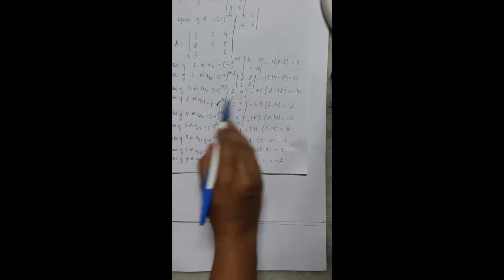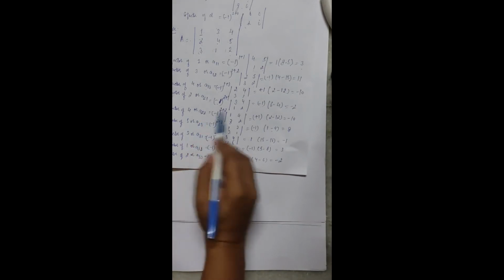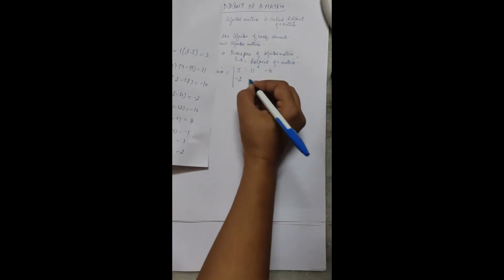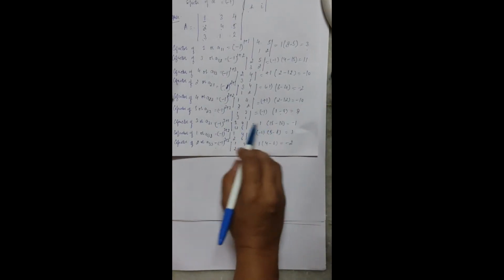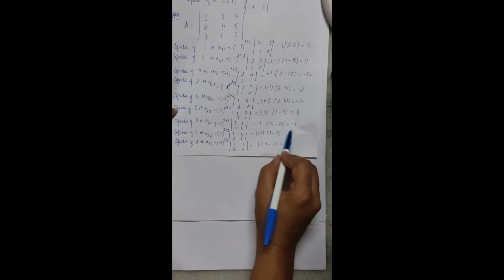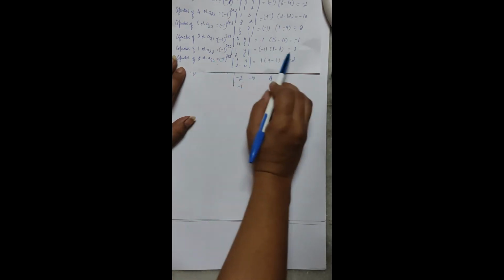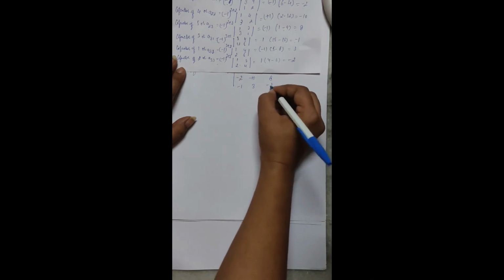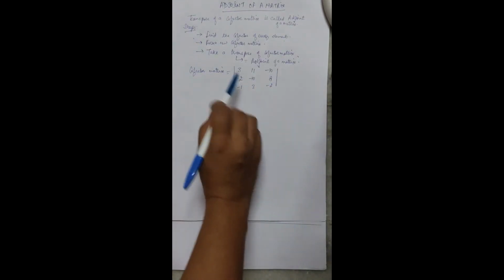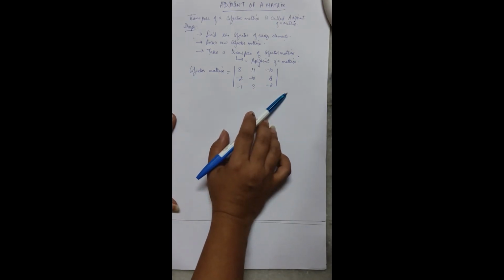Next, second row, first element I will take as minus 2. Then second row, second element as minus 10. Then second row, third element as 8. Then third row, first element as minus 1. Third row, second element is taken as 3. And third row, third element is taken as minus 2. So this is my cofactor matrix. This is my second step, that is form a new cofactor matrix, which I have already done.